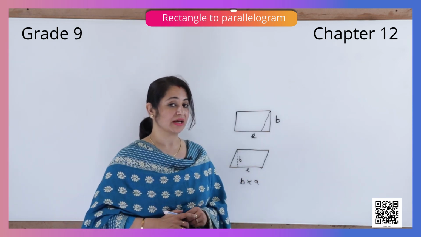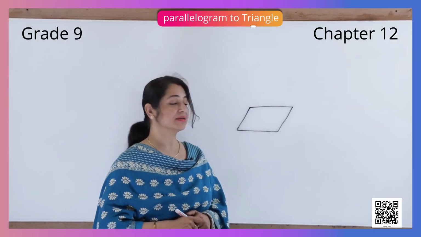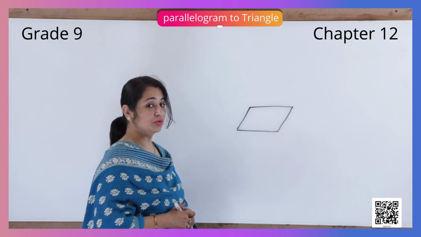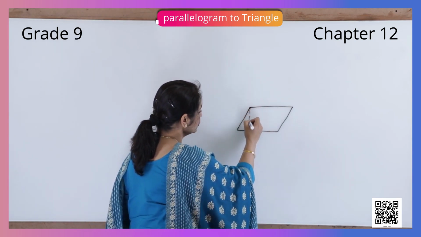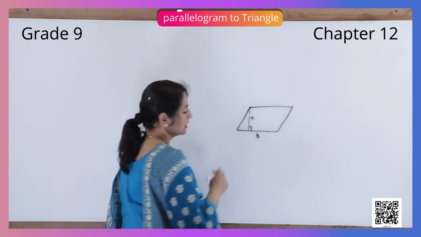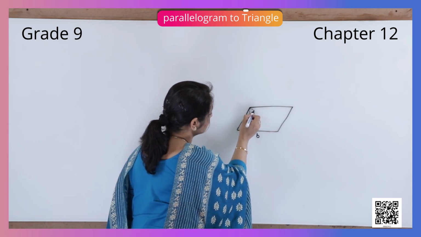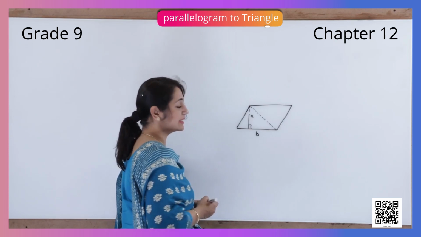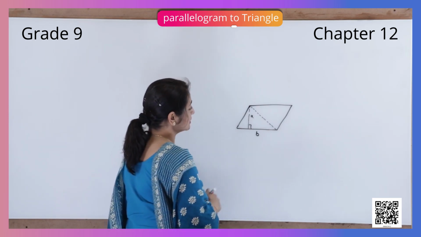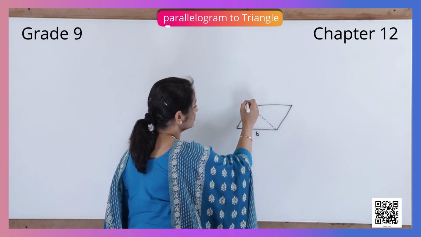Now let's have a look at the area of a triangle. So here is a parallelogram. Now we know that the area of this parallelogram is base into this altitude. Now suppose I draw a line and join this diagonal. By joining these two vertices, I will get this diagonal. Now this diagonal is dividing the parallelogram into two equal triangular parts.